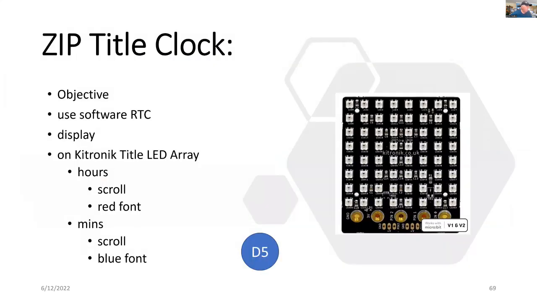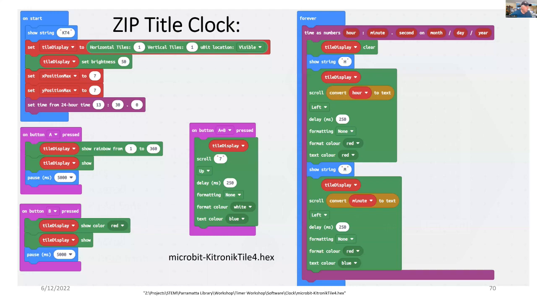And the zip tile clock replaces the microbit 5x5 with a much larger 8x8 LED array. That's quite similar, but we've got a much bigger display to use. And here's the code for doing that.